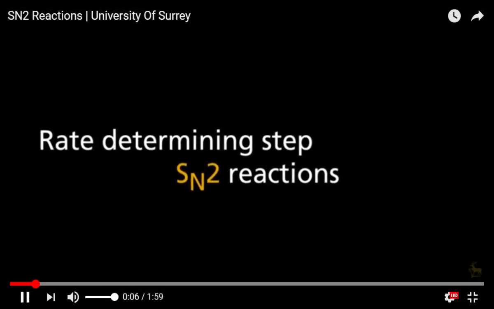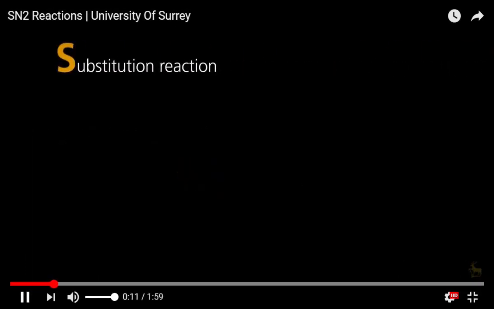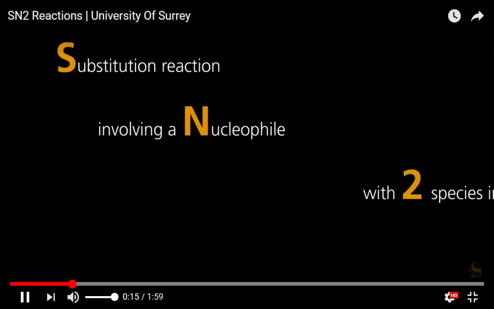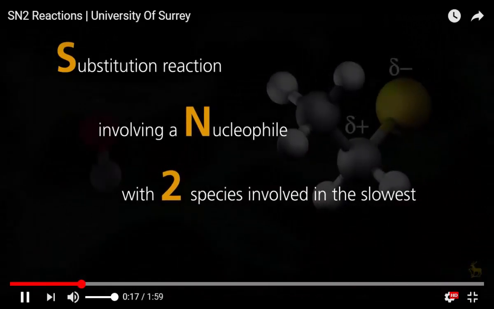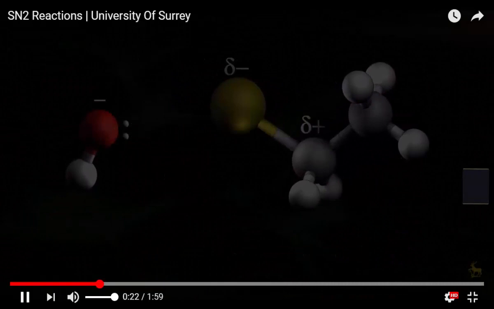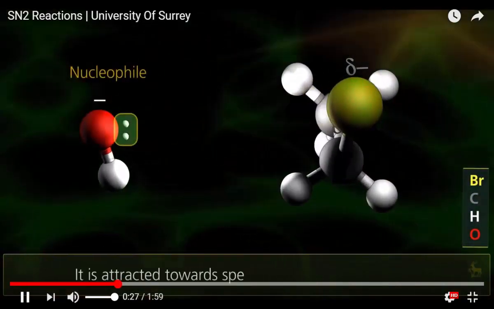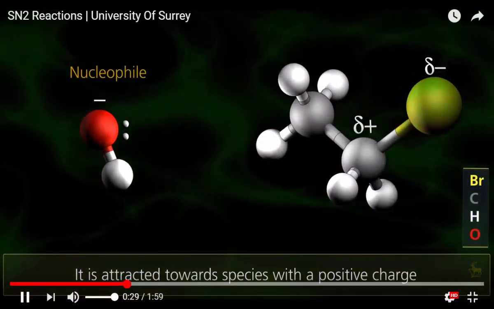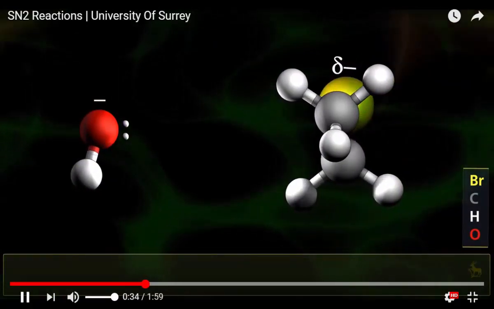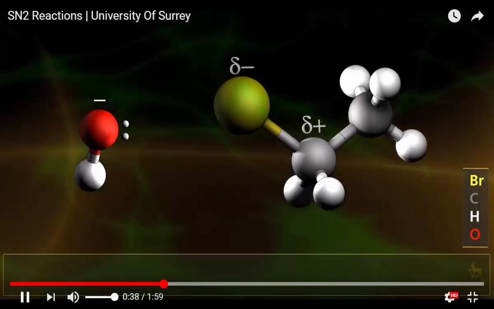Primary halogenoalkanes undergo Sn2 reactions, where the S denotes a substitution reaction, the N shows the reaction involves a nucleophile, 2 is the number of species involved in the slowest rate-determining step. A nucleophile is an electron pair donor. It is attracted towards species carrying a full or partial positive charge, with which it can form a dative covalent bond. Consider the reaction between a hydroxide ion in solution and bromoethane.